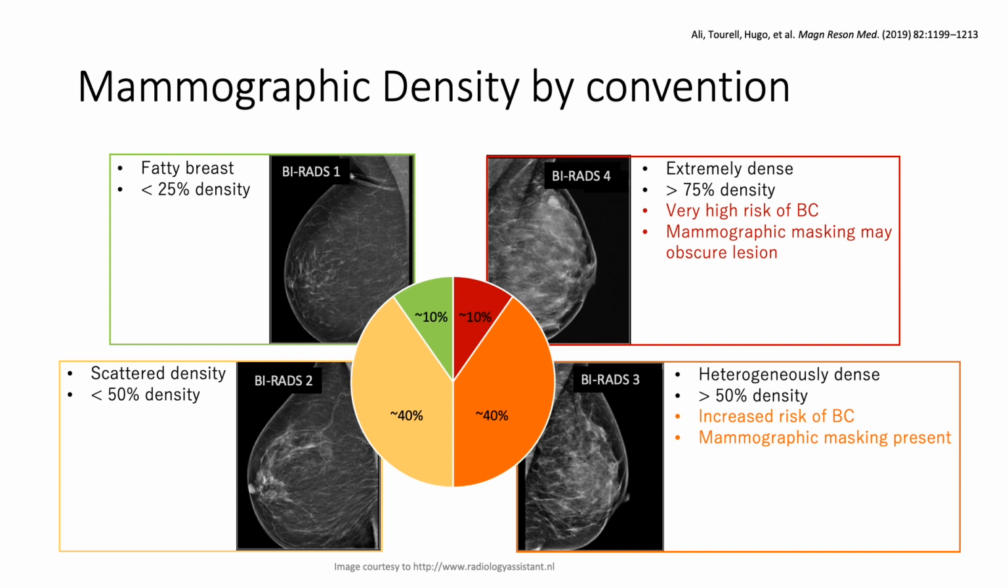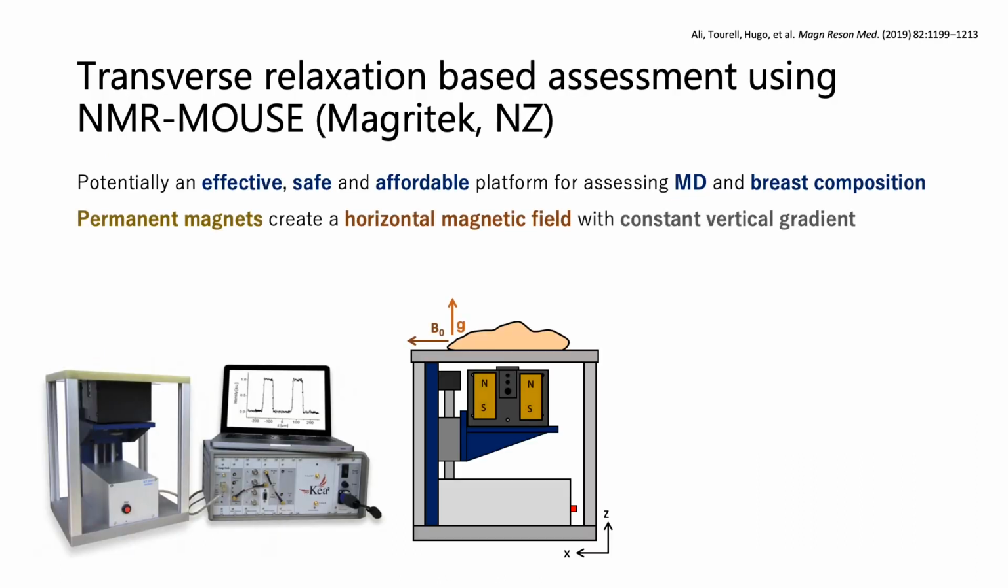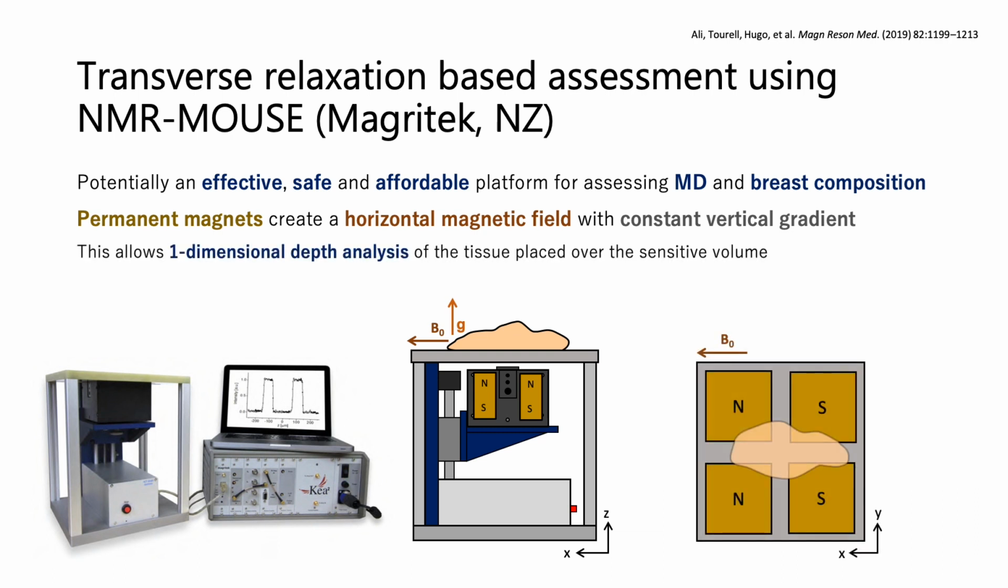It uses permanent magnets to create a horizontal magnetic field with constant vertical gradients, as you can see in this picture here. When the tissue sample is placed over the sensitive volume of this magnet, it allows a one-dimensional depth analysis, as you can see by the red line.